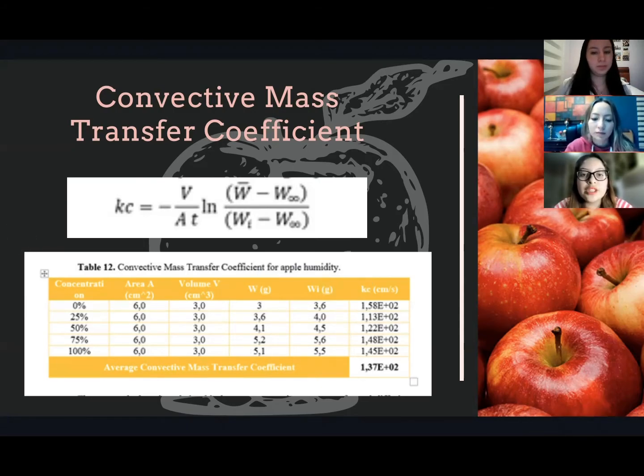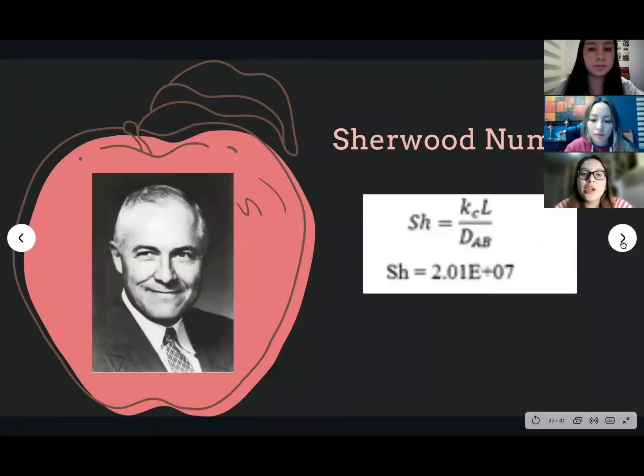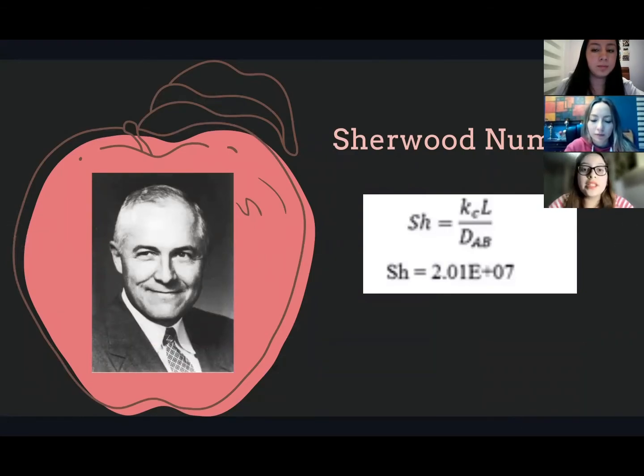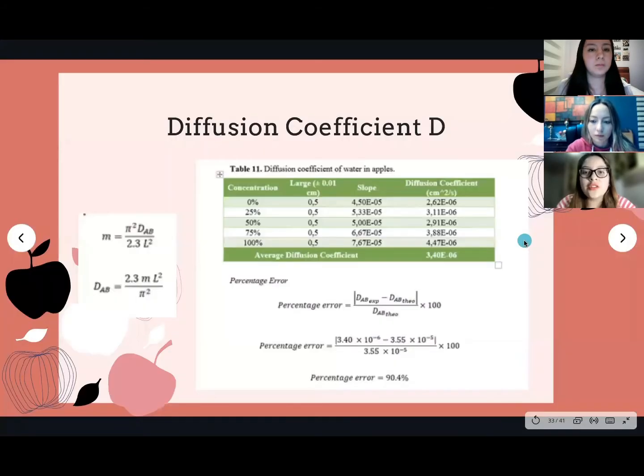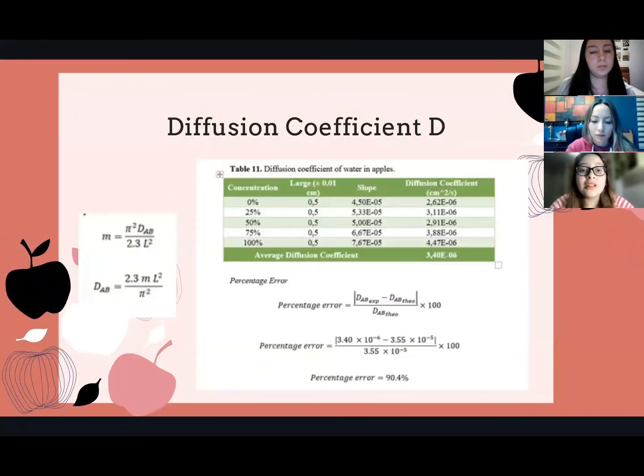In table 12, we have the convective mass transfer coefficient for apple humidity, and we calculate the average convective mass transfer coefficients. Then we calculate the relationship between convective mass transfer and diffusion mass transfer with the Sherwood number, with this equation. According to the diffusion coefficient, it really justifies such a small value, as this process is mainly about convection rather than diffusion itself. Fick's second diffusion law was used for mass transfer with the following assumptions: constant diffusion coefficient, transient state, isotropic medium, unidirectional flow.